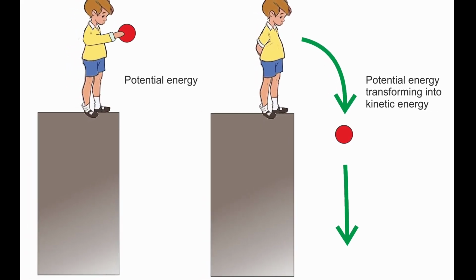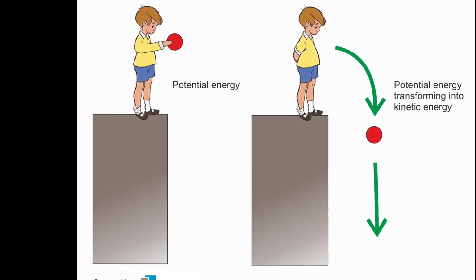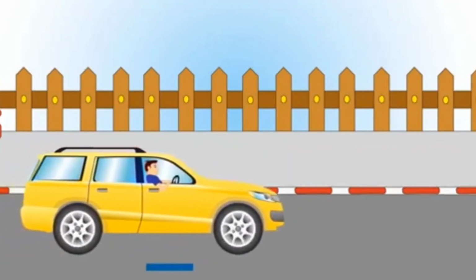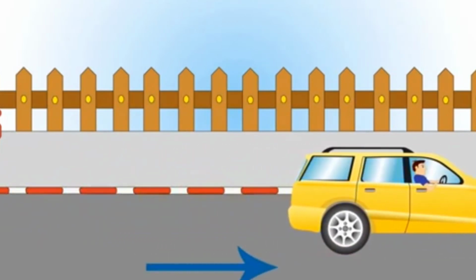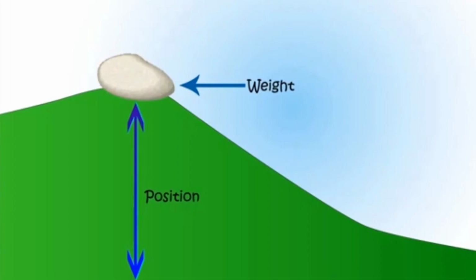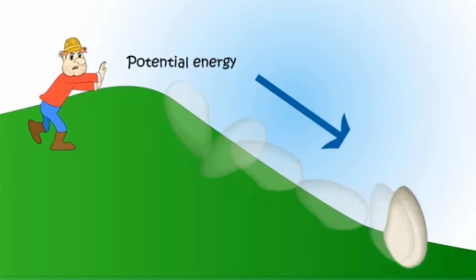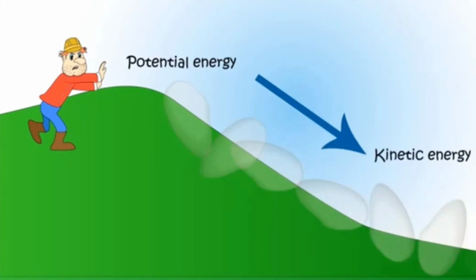Okay friends, now let's learn the two types of energy, which are kinetic and potential energy. The energy which is in motion is kinetic energy. Now this car is in motion, so it is kinetic energy. The energy which is possessed by its weight or position and is at rest is called potential energy. Over here, the rock possesses potential energy because it's at rest. Now when the man pushes the rock, it changes from potential energy to kinetic energy because it slides down in motion. So this is kinetic energy.